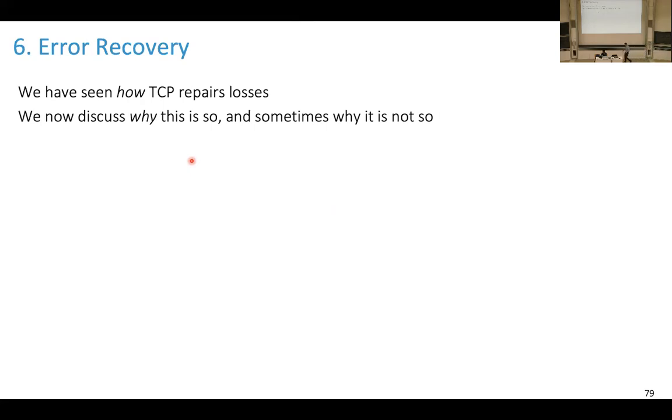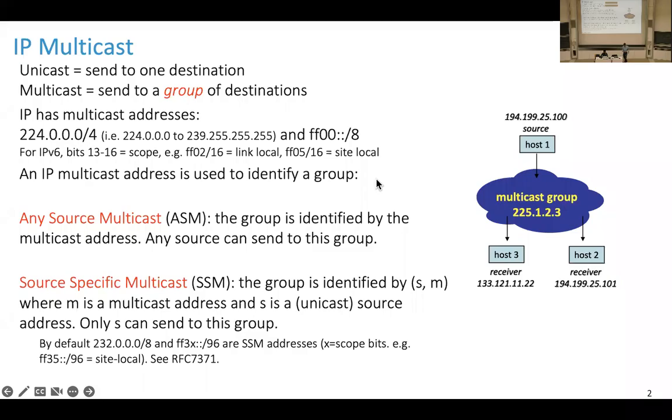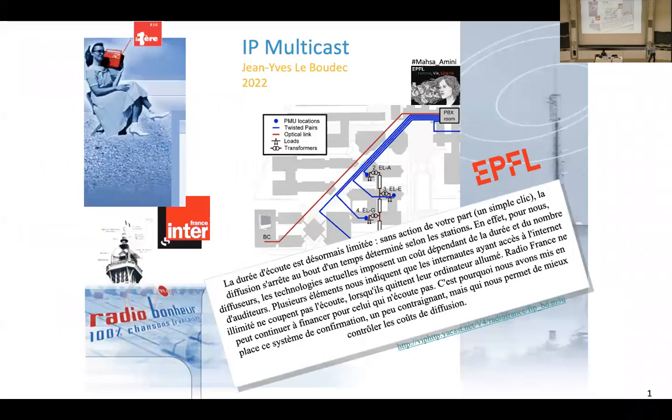So now we will move to another chapter. Previously we were on the transport layer. Now we come back to the IP layer. And today we will see another topic, which is IP multicast.